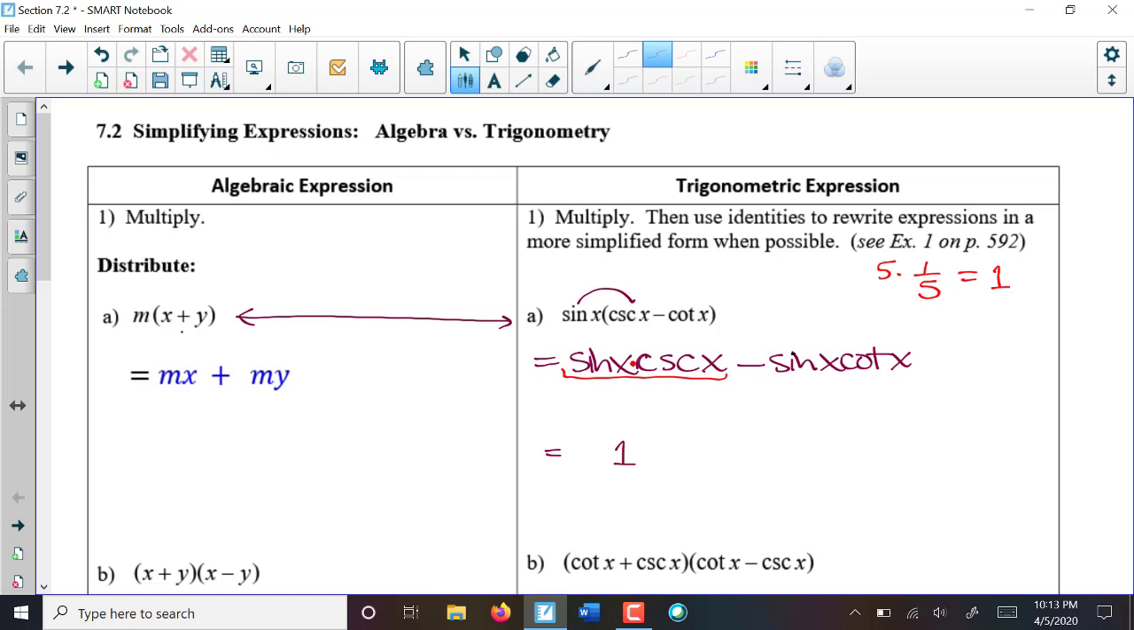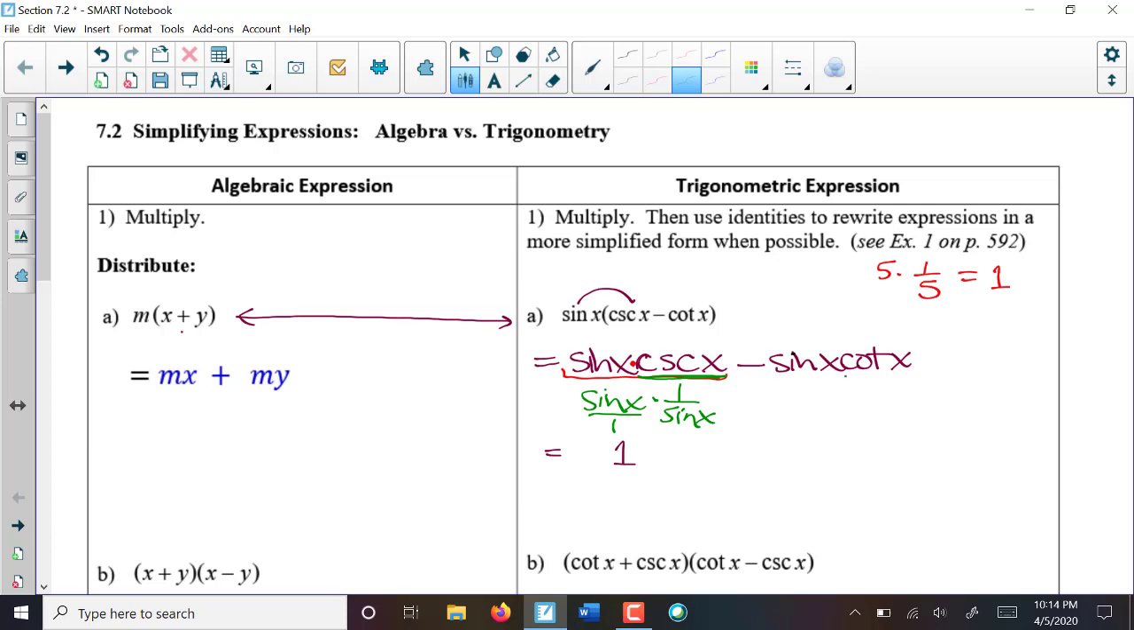Okay, but the other thing we did, and we did it quite a bit in section 7.1, is when we were dealing with trig expressions, one of the things we would do is write everything in terms of sines and cosines. So you could do that here as well. Cosecant, remember, is 1 over sine. So I'm taking sine x times 1 over sine x. So when I multiply, the sines divide out and I end up with 1.